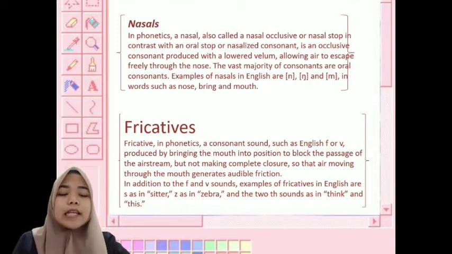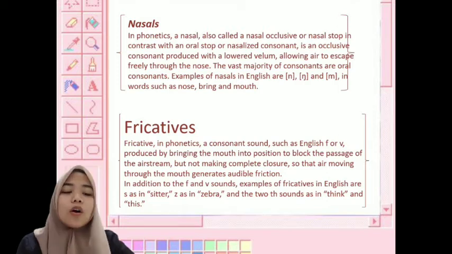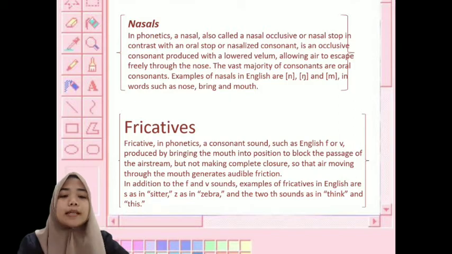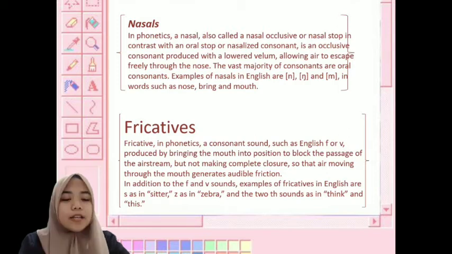Fricative, in phonetics, a consonant sound such as English F or V, produced by bringing the mouth into position to block the passage of the airstream, but not making complete closure, so that air moving through the mouth generates audible friction. In addition to the F and V sounds, examples of fricatives in English are S as in "sitter," Z as in "zebra," and the two TH sounds as in "thing" and "this."